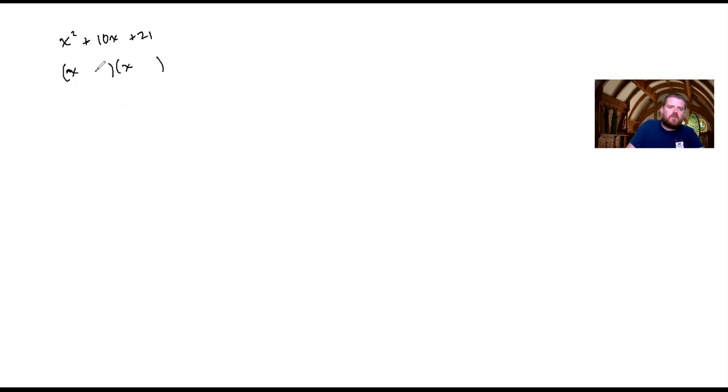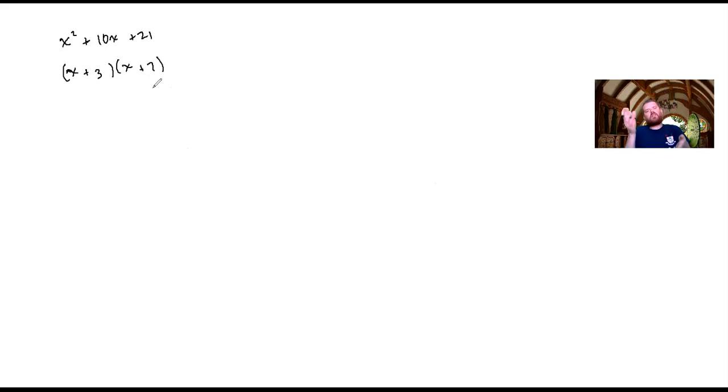Okay, well, let's look at different factors of 21, 3 and 7, for instance. Now, if I put those there and check, 3 times x is 3x, 7 times x is 7x, and when I combine like terms, yes, those add up to 10x. So this would be my answer. So that's sort of the plug and chug method.